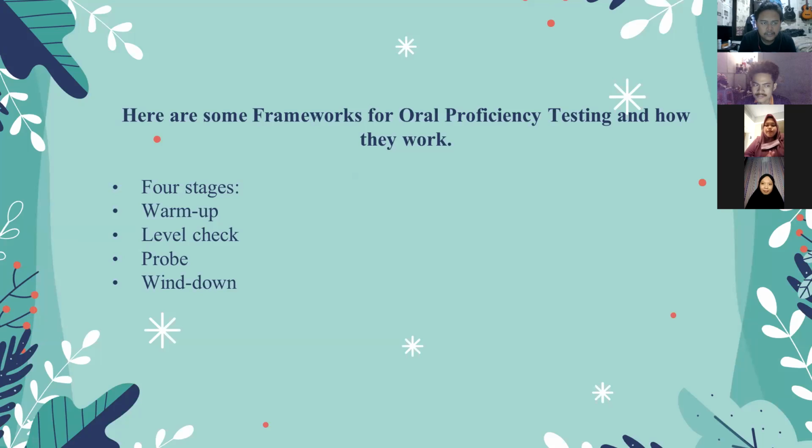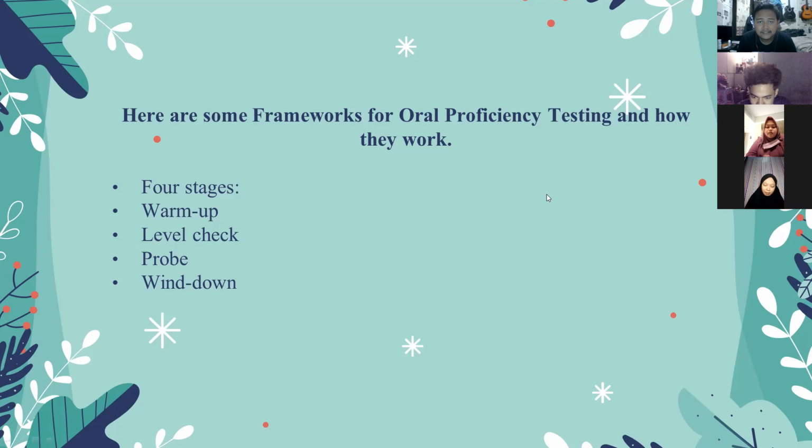Okay, here are some frameworks for oral proficiency testing and how they work. There are four stages. The first, warm up, the second, level check, the third, probe, and the fourth, wind down. The first is warm up. The interviewer directs mutual introduction to help the test taker become comfortable with the situation, familiarize with the format, and reduce anxiety. Example: how are you? What's your name? What country are you from? Let me tell you about this interview.